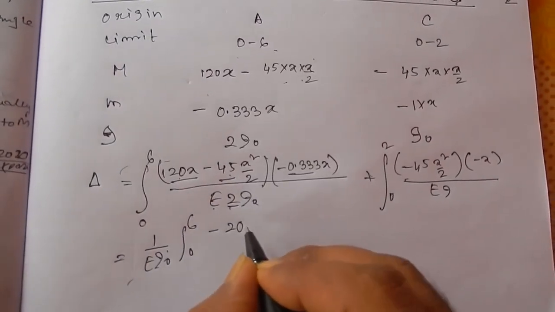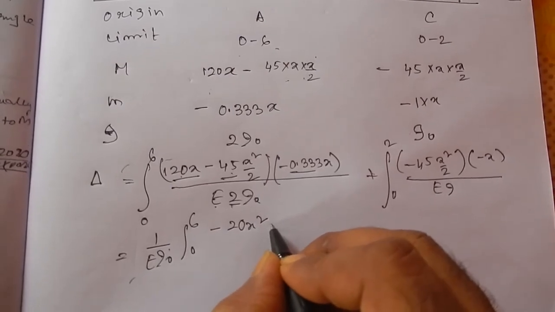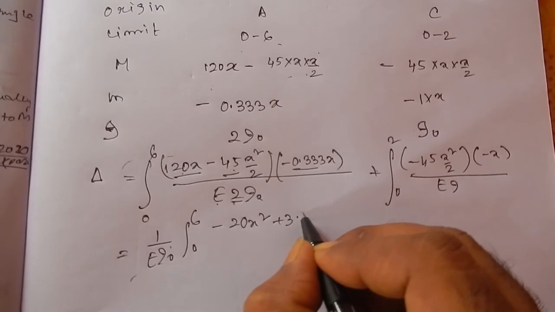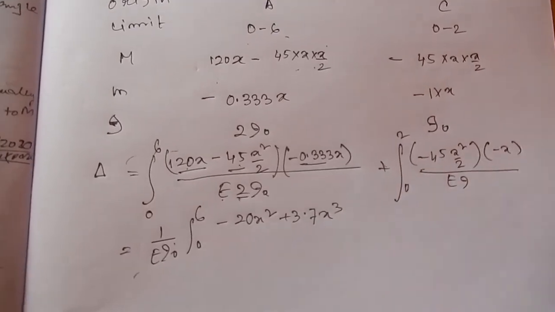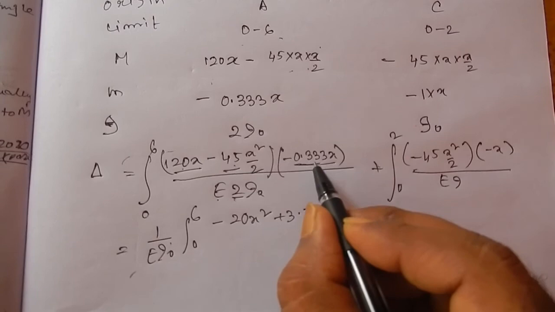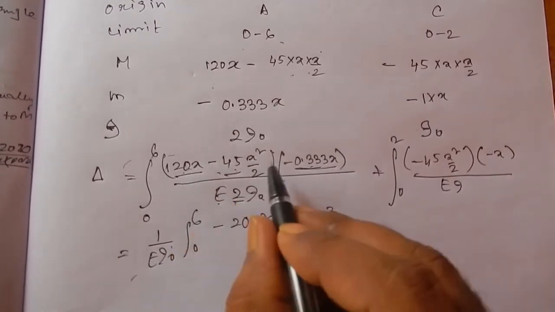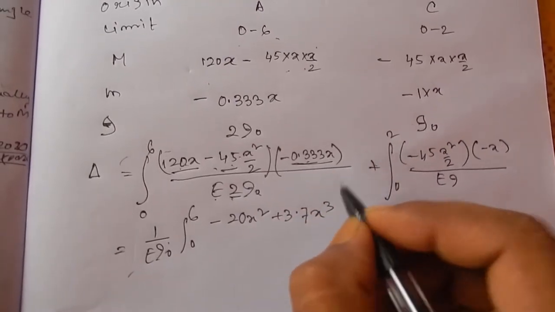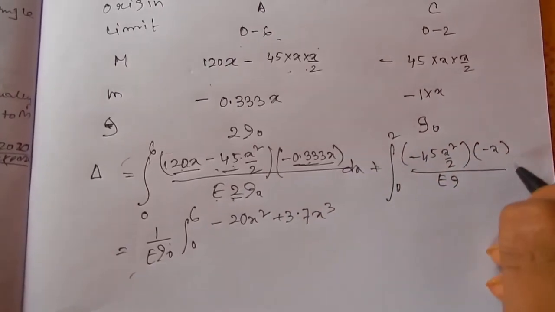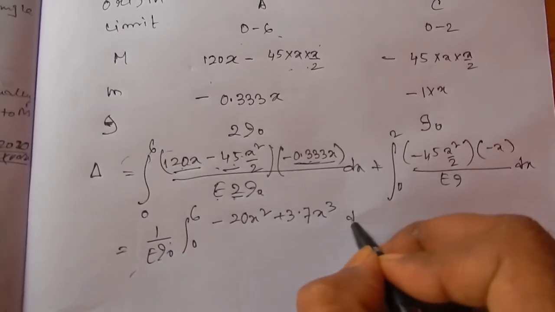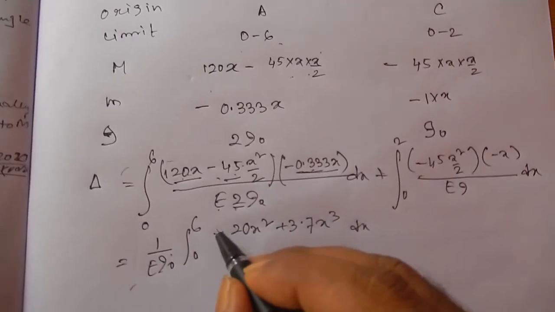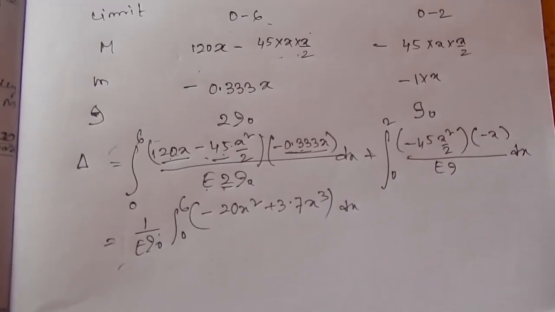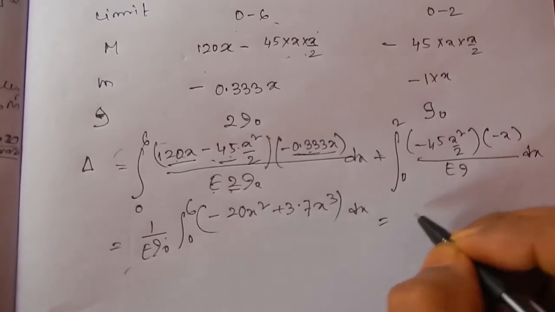minus 20x square plus 3.7x cube, as because this part you have to multiply with this and this. After that you have to divide with 2. So you will be getting this, and I have forgotten to write dx. Dx will be there obviously. So this, right?